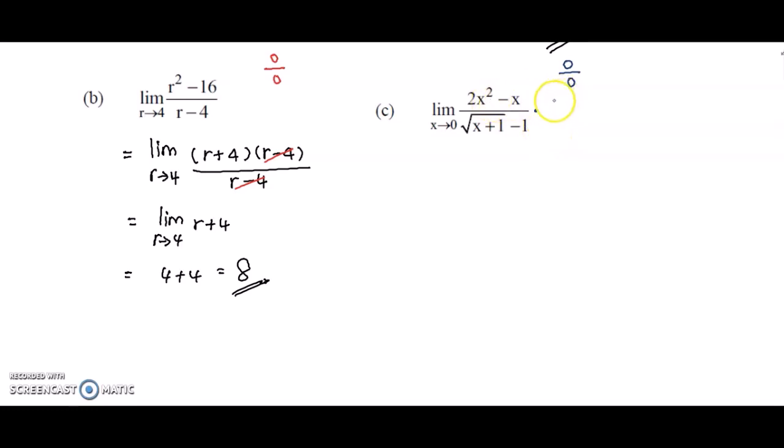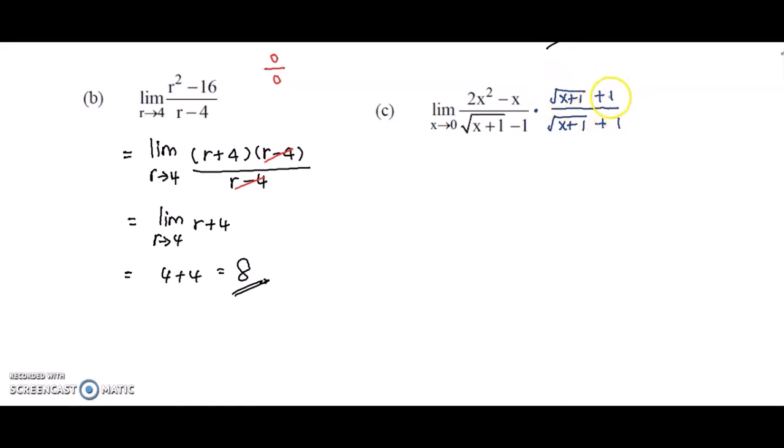Alright, so for this question, we can see that we need the conjugate. Multiply the below function by the conjugate. The conjugate of the surd of x plus 1 minus 1 will be surd of x plus 1 plus 1. But you cannot just multiply the denominator by its conjugate. On top of it, you need to multiply the same thing so that you won't change the original function, because this is actually equivalent to 1.